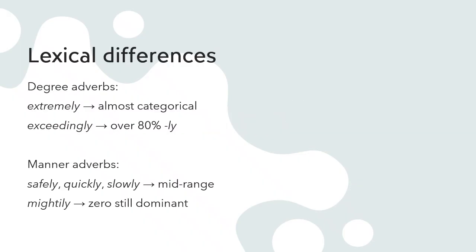The expansion of ly is not uniform across lexical items. Degree adverbs such as extremely and exceedingly are close to completion in adopting the suffix ly. By contrast, manner adverbs such as safely, quickly, and slowly remain in a mid-range stage. Mightily even shows a strong preference for the zero form. Thus, lexical factors play an important role in the diffusion of ly.